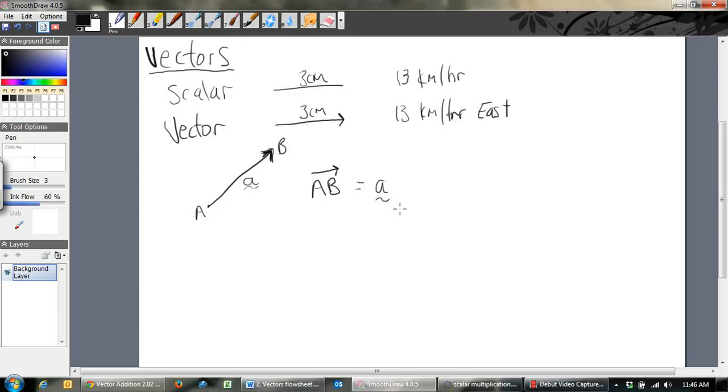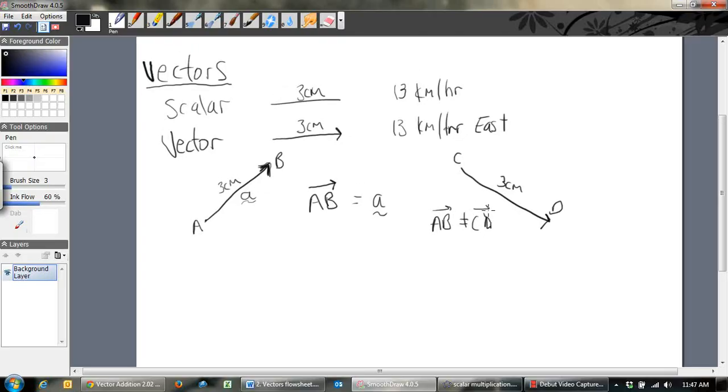Now let's talk about equality. When are two vectors equal? Well, let's have a think about it. We've got our line AB there. Let's say that this is 3 centimeters long. So we draw another line there from C to D, and that's 3 centimeters long as well. Now, are these two vectors equal? Well, they have the same magnitude, but they don't have the same direction. So in fact they are not equal. So the vector AB is not equal to the vector CD.